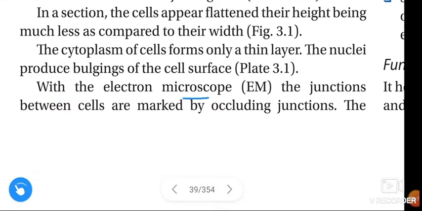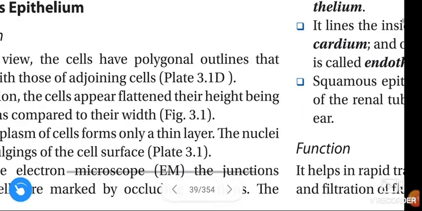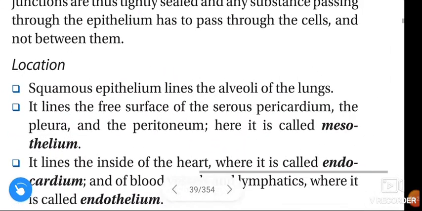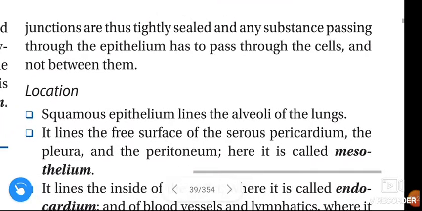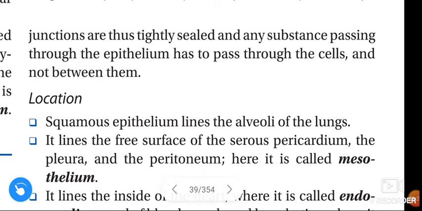With the electron microscope, the junctions between the cells are marked by occluding junctions. The junctions are thus tightly sealed, and many substances passing through the epithelia have to pass through the cells and not between them.